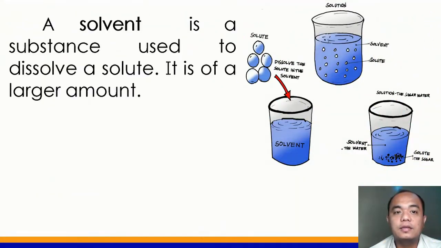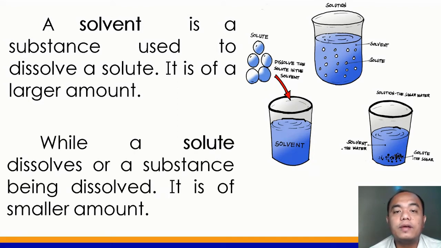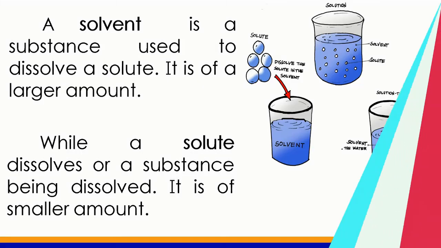Okay, again class, a solvent is a substance used to dissolve a solute. It is of a larger amount. So, ang katong manugtunaw, ang tawag na to ato niya, again, that solvent. Unya, siya na ang daghan sa solution. And then, we have a solute. Dissolves or a substance being dissolved. It is of smaller amount. Katong jutay nga mga part sa solution, solute to. Kay siya to ang natunaw.